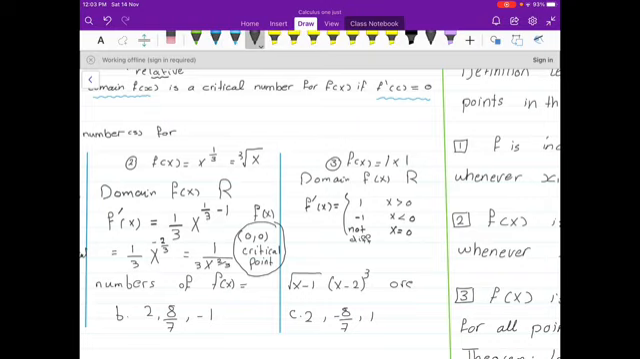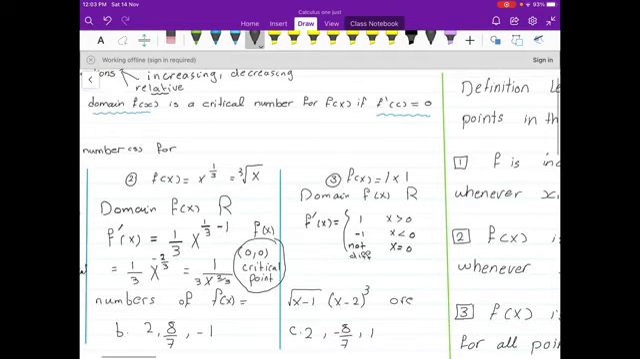So what is the critical point for f(x)? Obviously it is 0, because the critical point satisfies one of the two conditions, either f'(c) equals 0 or f'(c) does not exist, or the function is not differentiable. So we get (0, 0) is a critical point for the function f(x).